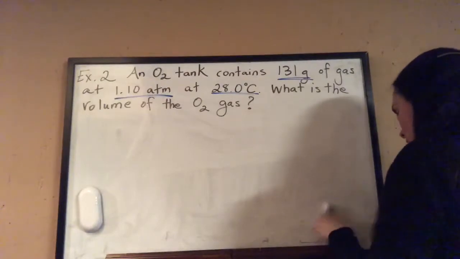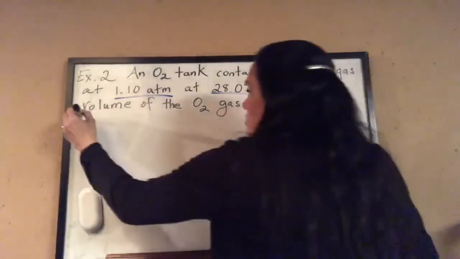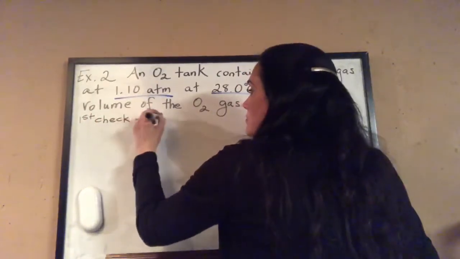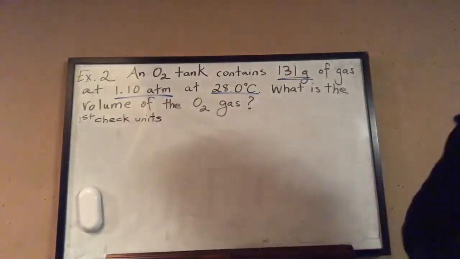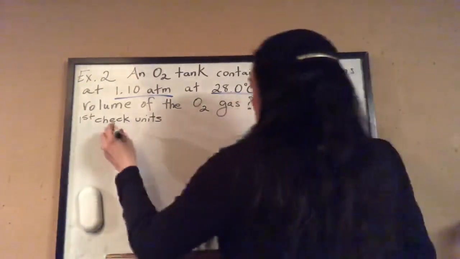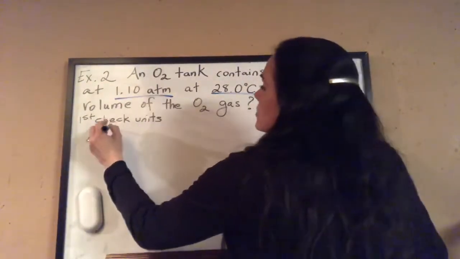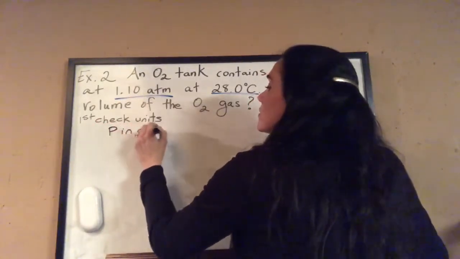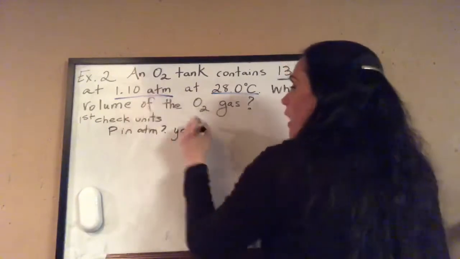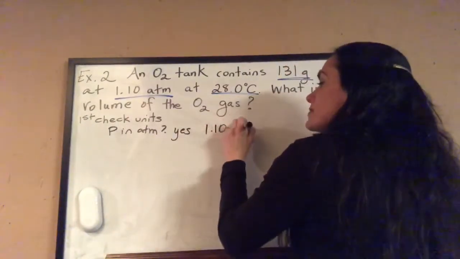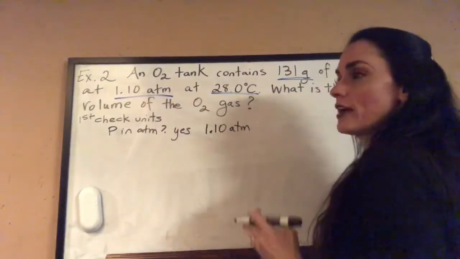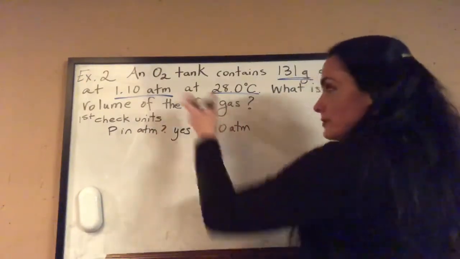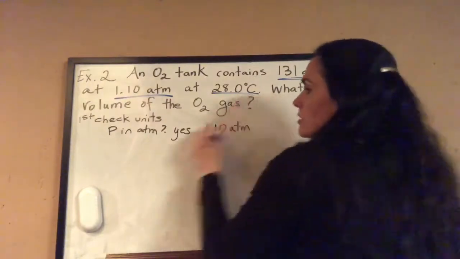All right, we need to check the units. Do we have pressure in atmospheres? Yes, we do. 1.10 atm. So we don't have to convert the pressure. If we had torr or millimeters of mercury, we would have had to convert, but we don't. We have it in the unit that we need it in.